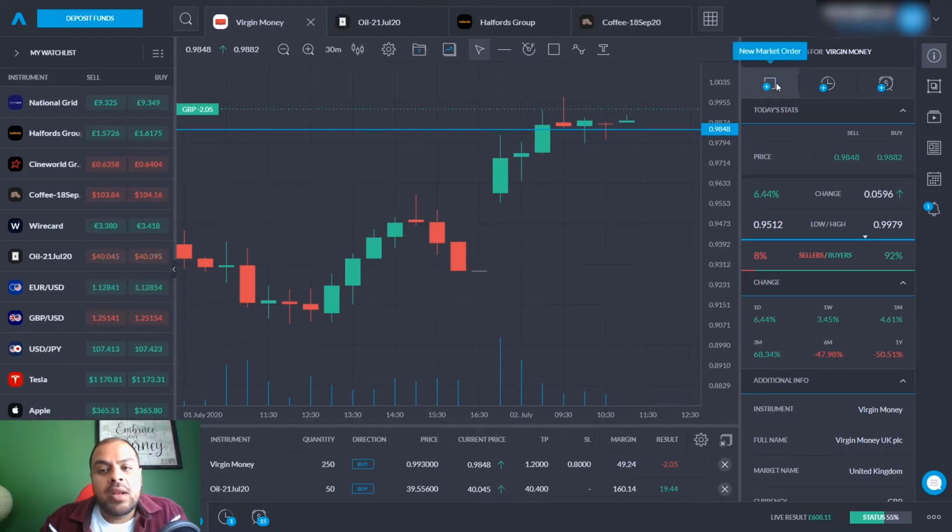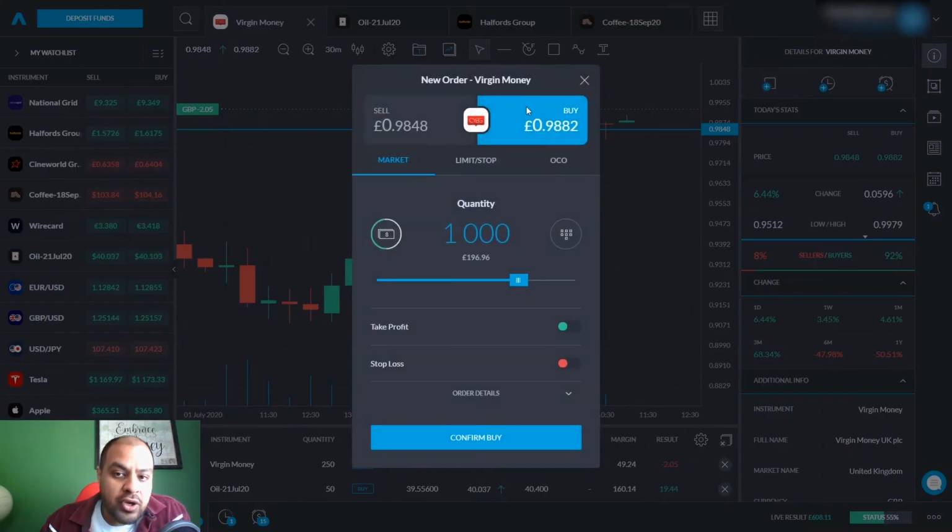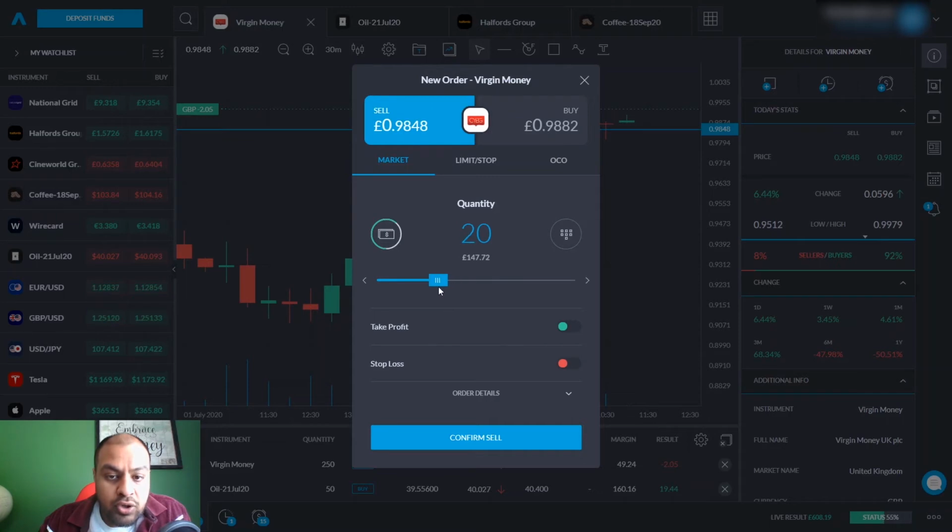Now, to maximize your profits, you don't have to always buy. Buy is going long, where you think the price is going to go up. You can do something called sell, or going short. Again, you only use this if you think the price is going to go down. So if I put my quantity of 10, I can set these parameters: take profit, stop loss.